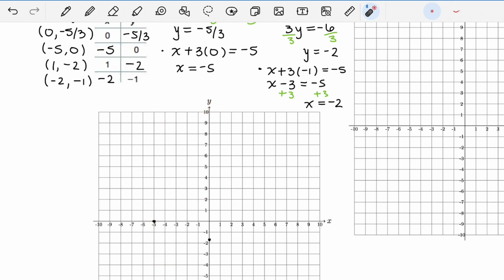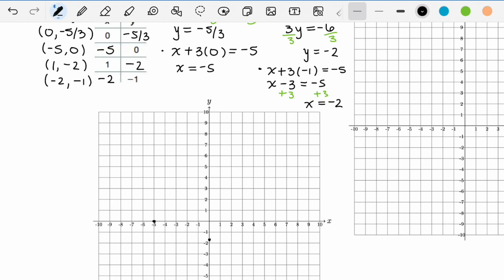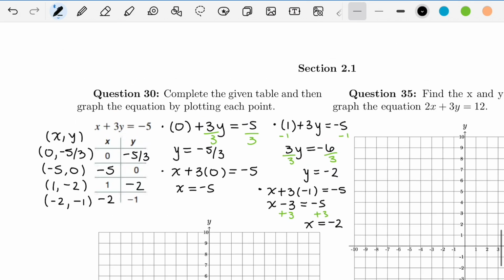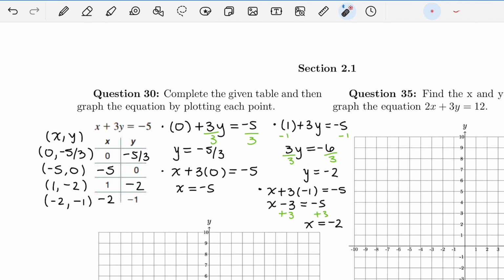Now our next point is 1, negative 2, so that'll be that point there. And then lastly, we have negative 2, negative 1. So our line is going to look something like this here. Oh, trying to make it straight. All right, so that is a rough sketch of our line for this equation here.